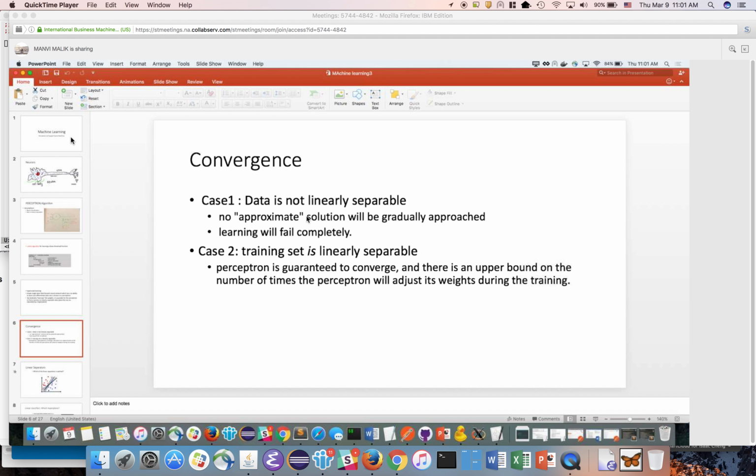And again, when we talk about convergence, if the data is not linearly separable, there is no way the perceptron algorithm is going to give you any solution. Learning will absolutely fail. But when the training set is linearly separable, perceptron is guaranteed to converge, and there is an upper bound on the number of times we need to adjust the weight vector. That can be controlled by that 1 upon gamma square. That's the at most number of mistakes the perceptron algorithm is going to make.